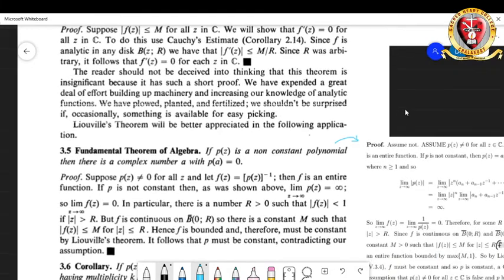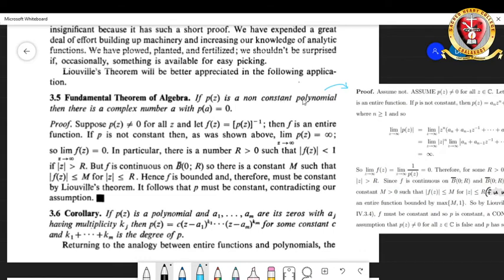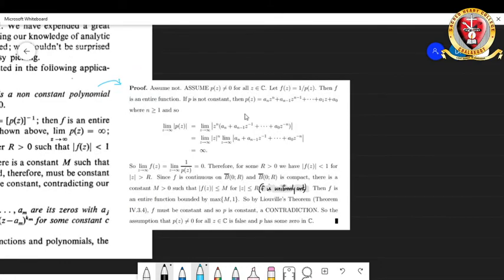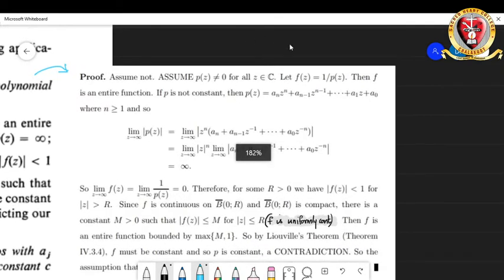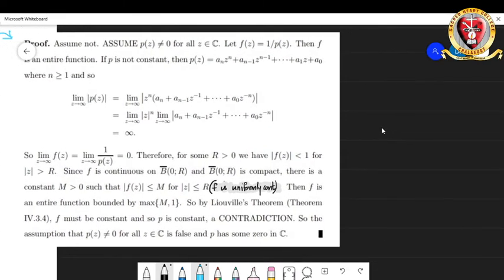And then we move on to the fundamental theorem of algebra, which says that if P is a non-constant polynomial, then there is a complex number A with P of A is equal to 0. So for every non-constant polynomial, there will exist a root, or we can factorize it. So let's move on to the proof. For that, we are assuming that the polynomial we are talking about is not equal to 0 for all z belongs to C.